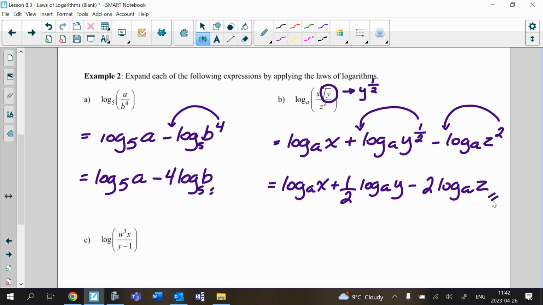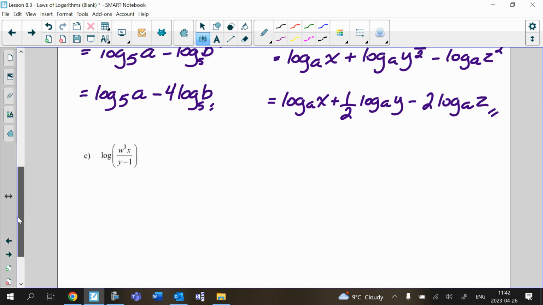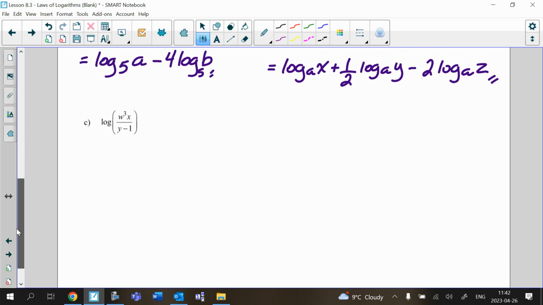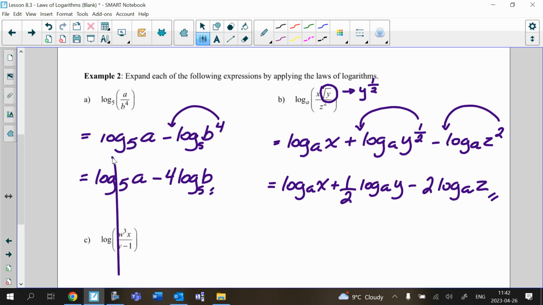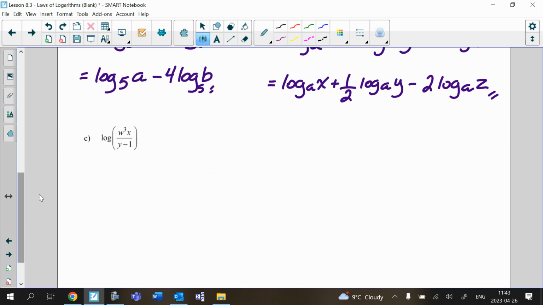For C, there's no base, so we assume it's 10. First thing I want to do is expand it out. How many logs am I going to write when I expand it out? 3. Why 3? Because I've got a W to the third, I've got an X, and I've got this together. You don't do each one separately. That has to stay together. So anything up top has a positive in front. So log W cubed plus log X minus log, and in parentheses, Y minus 1.